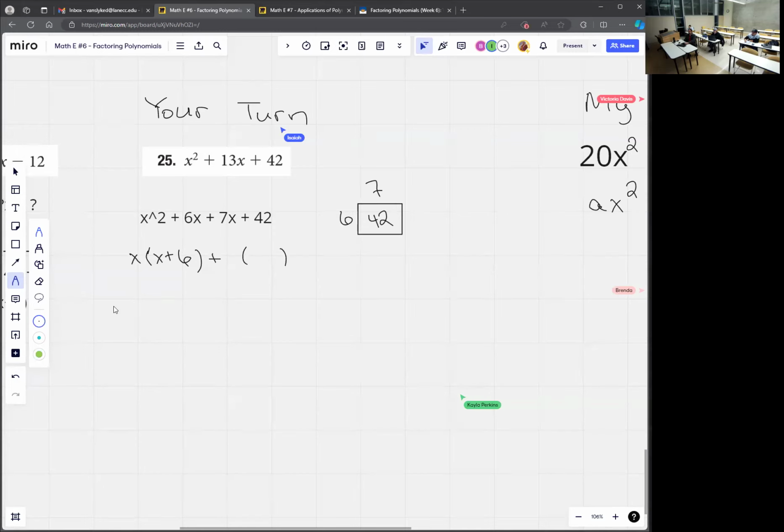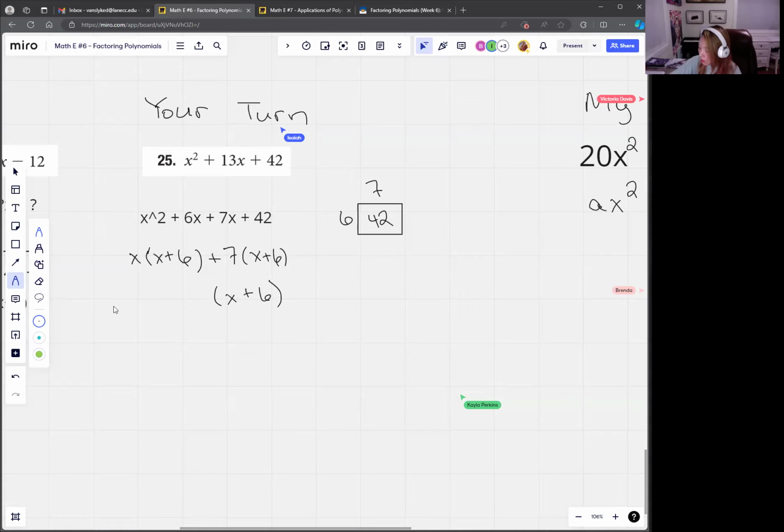Okay, and then what comes out of the second pair? Seven. And lo and behold, it matches. And then we keep the x plus six the same. What's the other thing? Seven. So this goes there and that goes there.